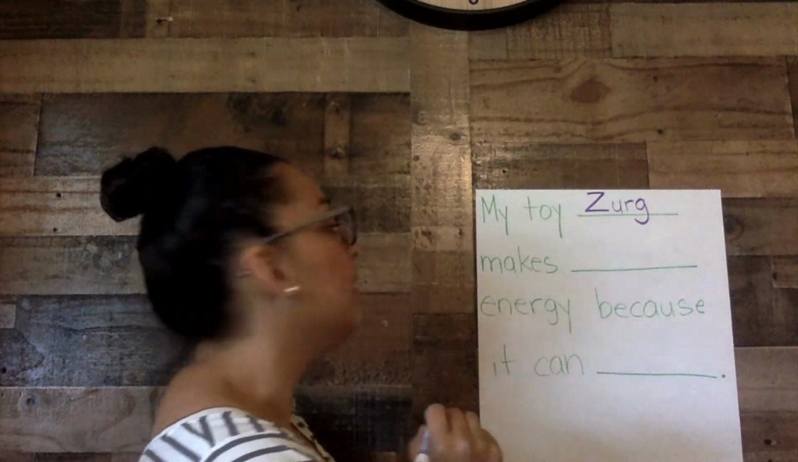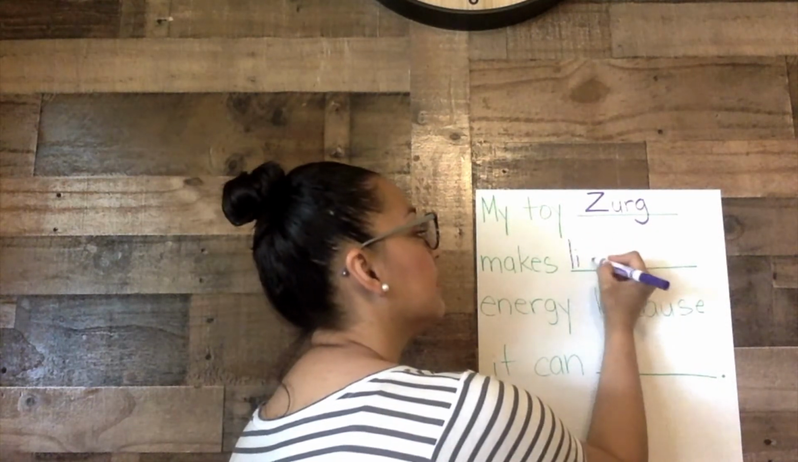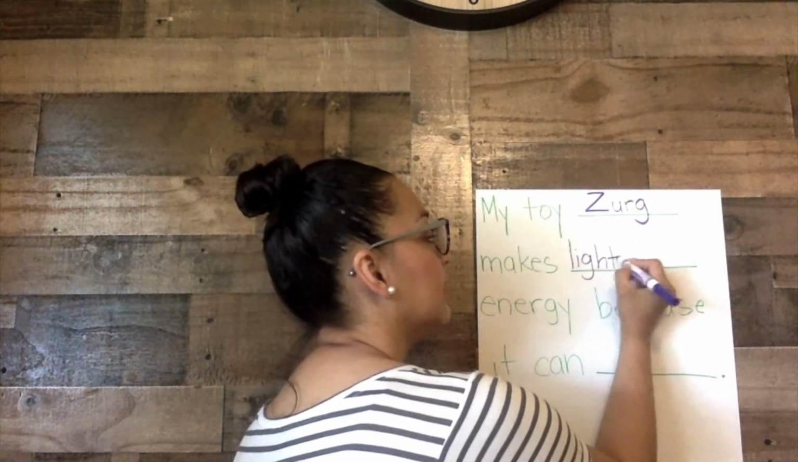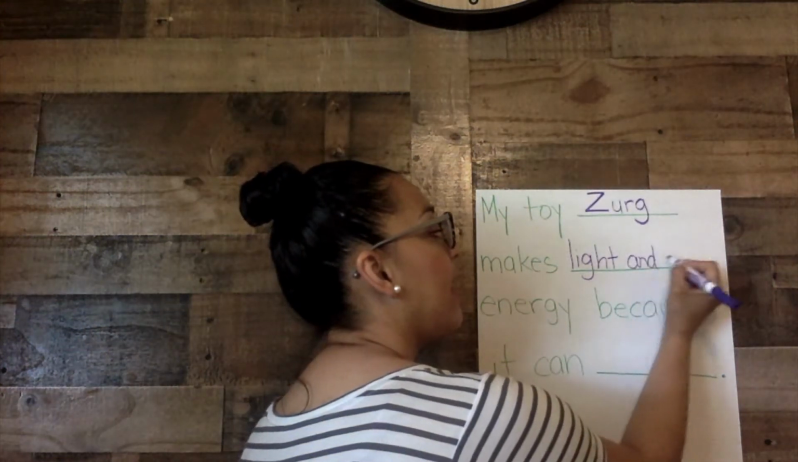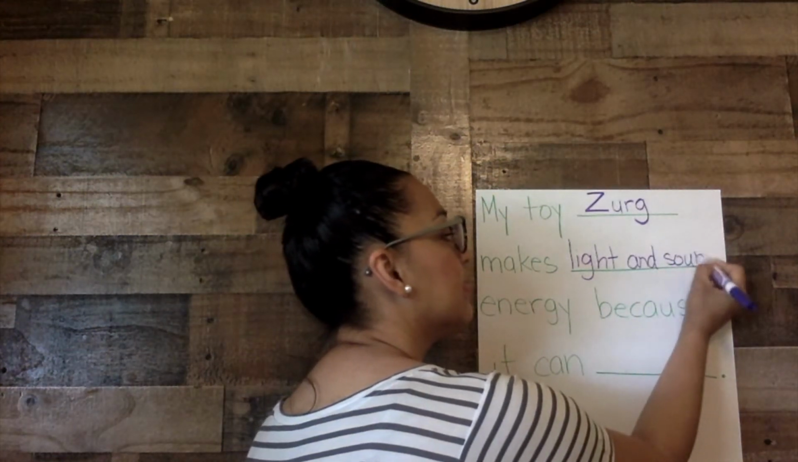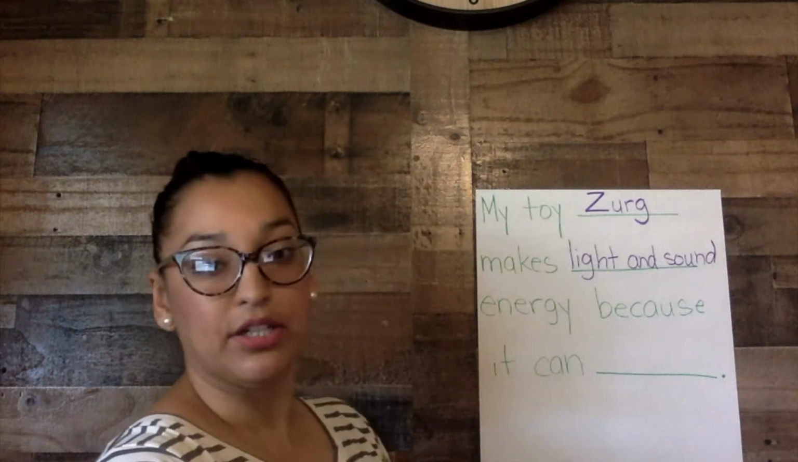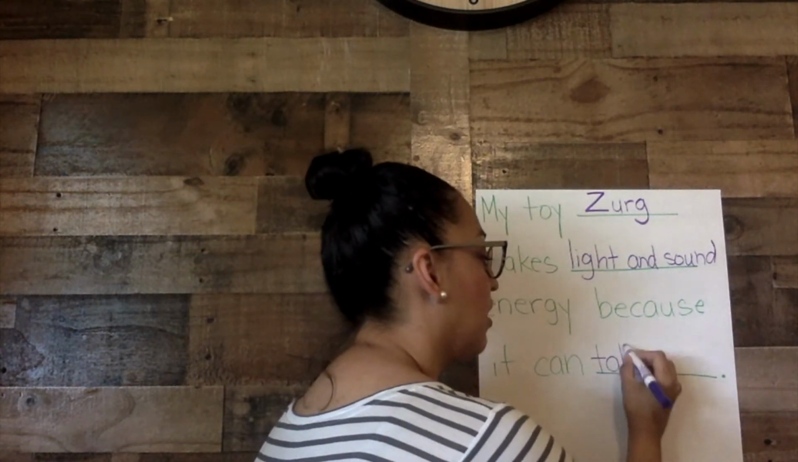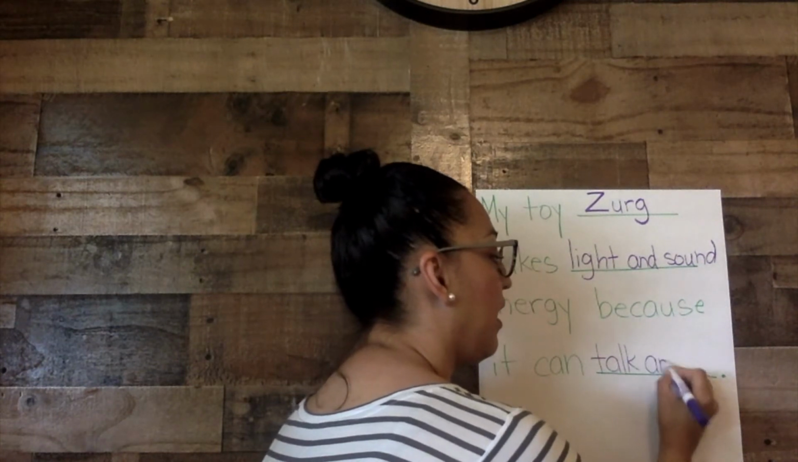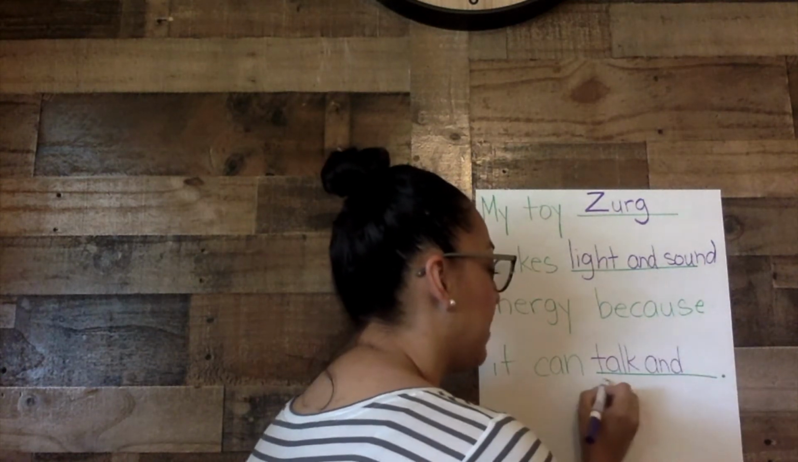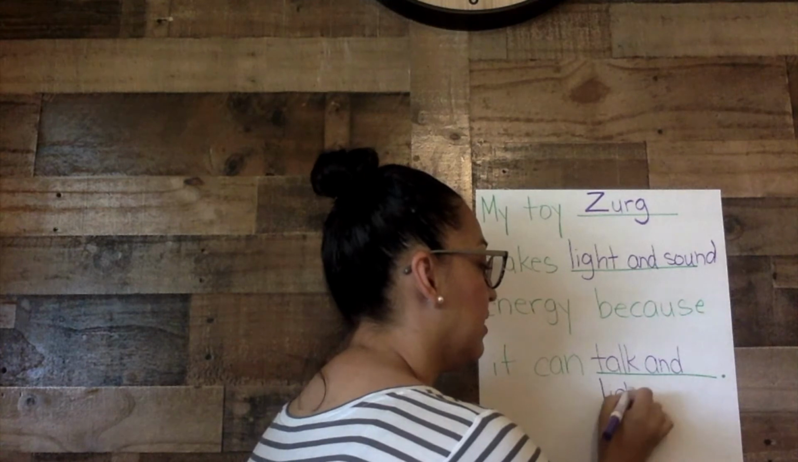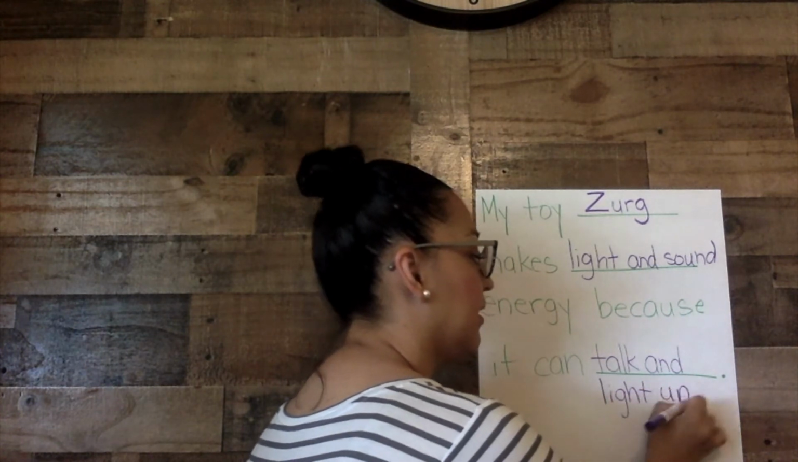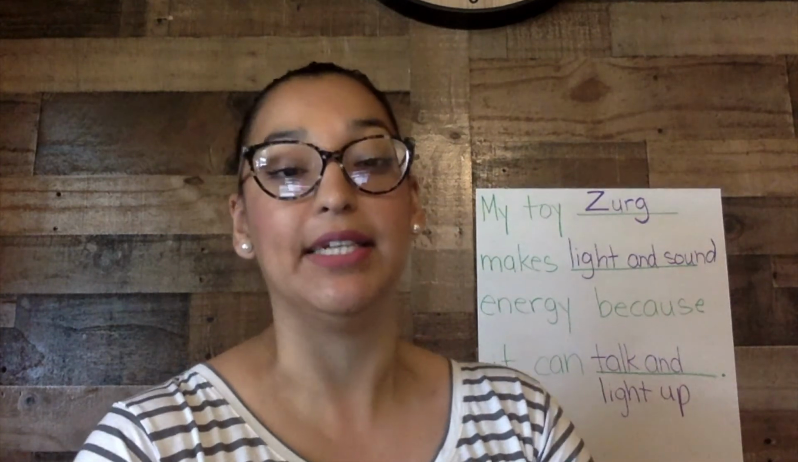Zurg makes light and sound energy because it can talk, and I ran out of space, but I'll just add it down here, and light up. And so that's what you're going to do. So take a picture and send it to me through Dojo.